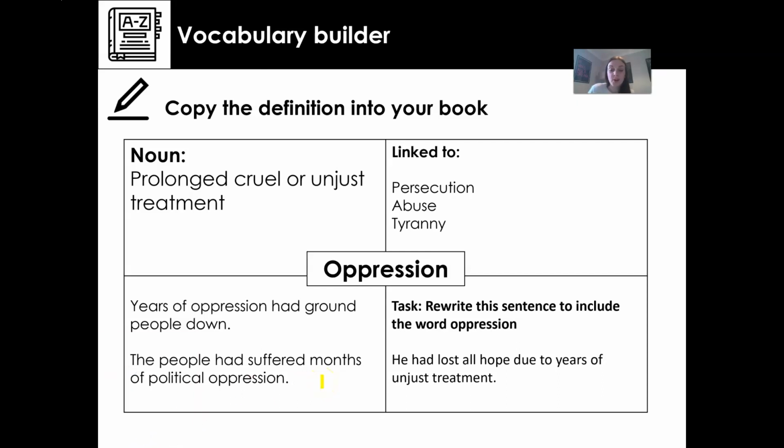Okay, so I want you just to check your answer here, check you've changed it correctly. He had lost all hope due to years of unjust treatment. Well, I'm going to highlight this. This bit could be removed from the sentence and it could be replaced with the word oppression instead. So the sentence now says, he had lost all hope due to years of oppression. Check your answer and correct it, please, if it's not right.